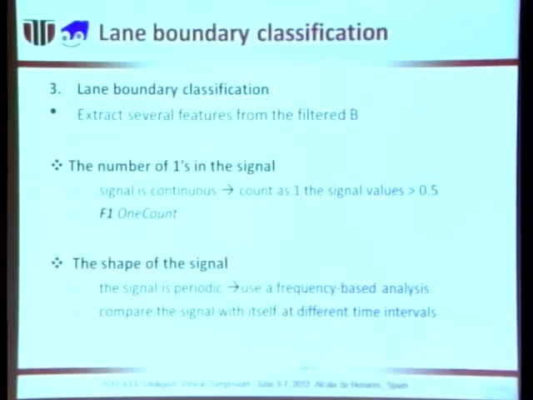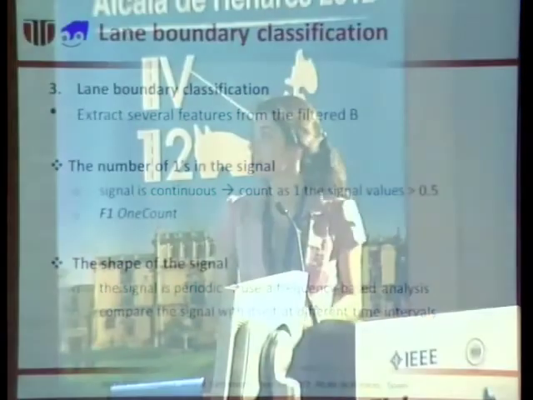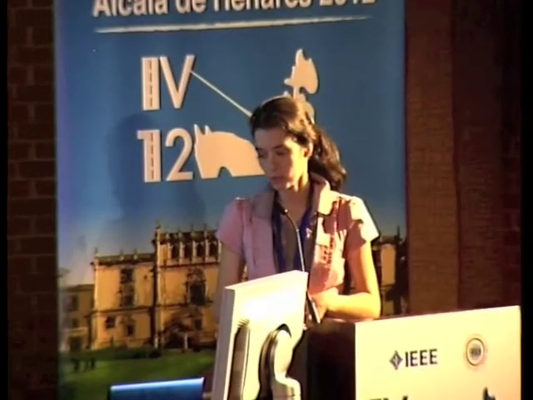So from the number of ones in the signal, we obtain the first feature, one count. That is the number of ones in the signal of continuous values. We take as 1 all the values greater than 0.5. And about the shape of the signal, being a periodic signal, we use a frequency analysis. We propose in this approach to compare the signal with itself at different time intervals.